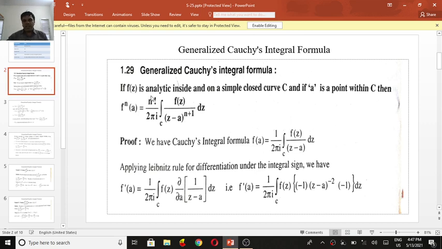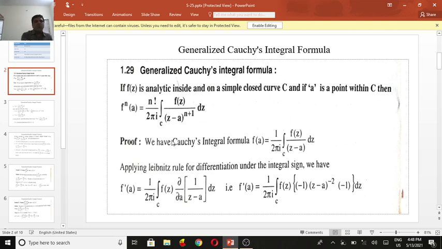If f of z is analytic inside and on a simple closed curve C, and A is a point within C, then the nth derivative at A is equal to n factorial divided by 2 pi i times the integral over C of f of z divided by (z minus A) to the power n plus 1, dz.